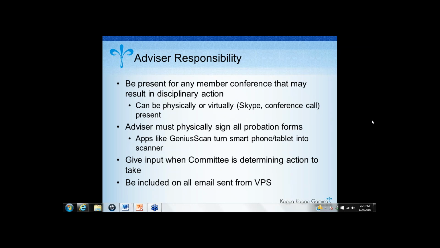We also really value advisors' input to the committee, determining what action to take. Our chapters, this is a little bit tricky though, because our chapters are self-governing, so we definitely don't want to tell them what to do. But giving them advice and input definitely gives the committee a different perspective.